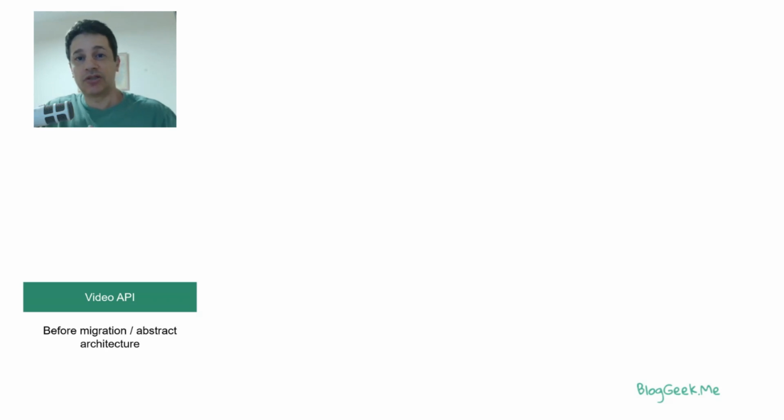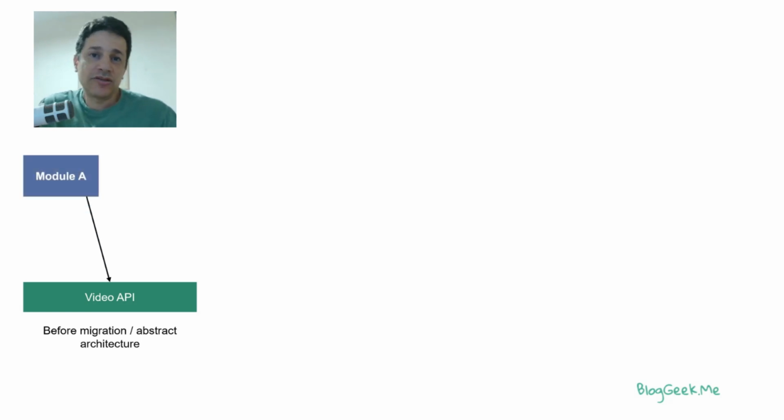Let's see what migrations look like when you start using a video API. At first, before you migrate or think about abstraction or things like that, you're going to pick a vendor. That vendor gives you a video API, that's the green part over here. And then you start connecting to it.